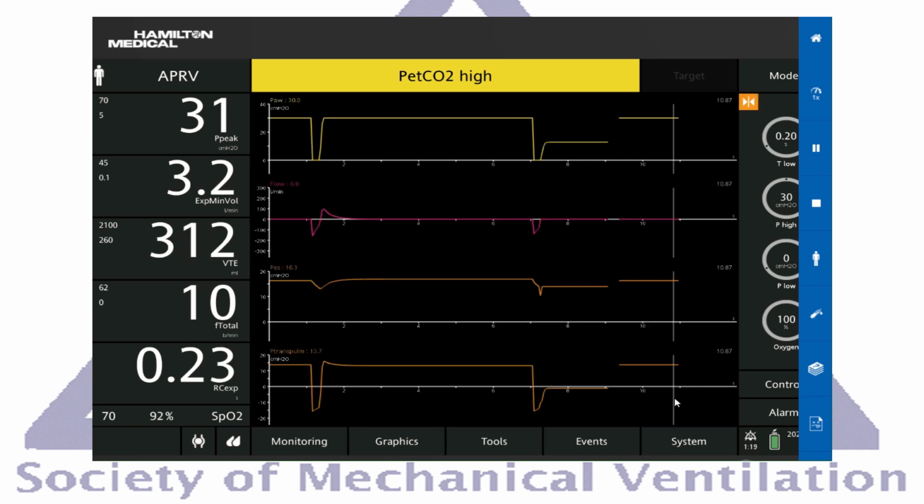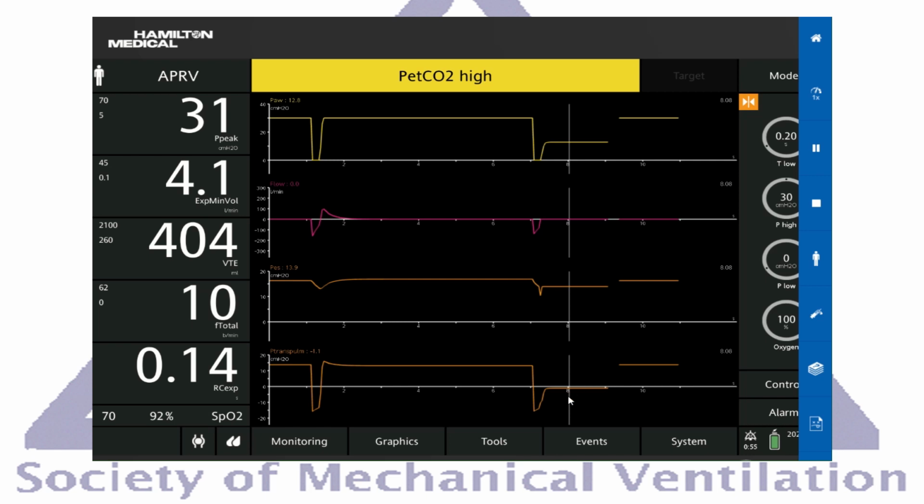Okay, and now we can see here we did the pause, so the expiratory pressure is 12.8, meaning that that patient is almost at 12.8 of PEEP. Remember, we put the P low 0, but because of very short T low, the alveolar pressure does not really reach the atmospheric pressure. And here the transpulmonary pressure after the pause is about minus 1.1.